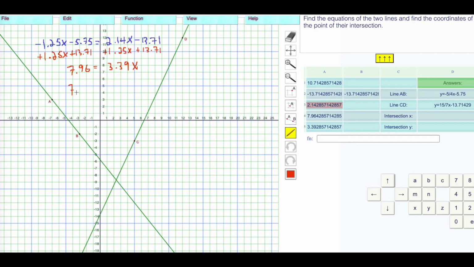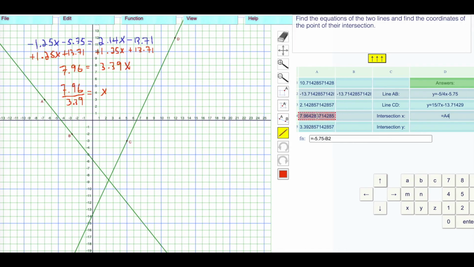We have 7.96 divided by 3.39 is equal to x. Our x value is equal to our 7.96, so that's this value here, divided by our 3.39285, and that's that value right here. That gives us 2.347. That makes sense. For the y value, I'm just going to plug it into one of these two equations. The first one looks a little bit more reasonable.